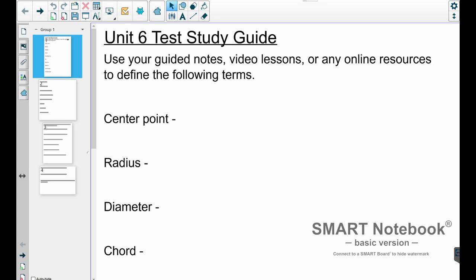Hey everybody, this is Mr. Wolf, and today we're going to be going over the Unit 6 test study guide. This is everything you'll need to know for the test, so if you are familiar with everything on this study guide, then you will be fine for the test.